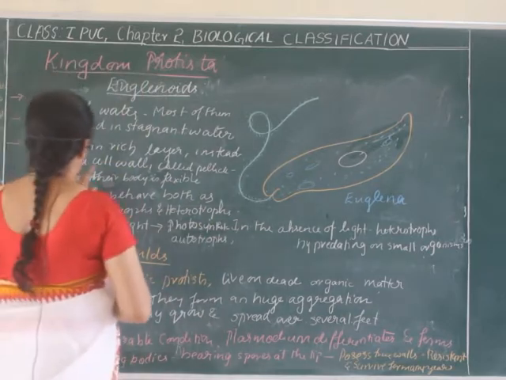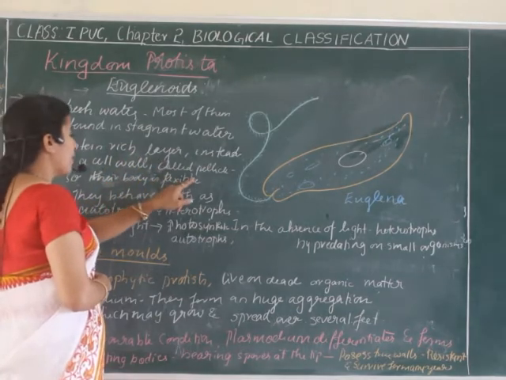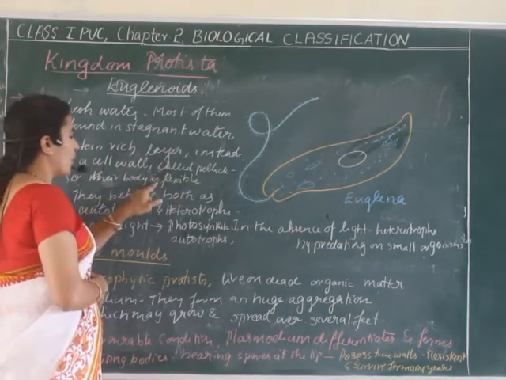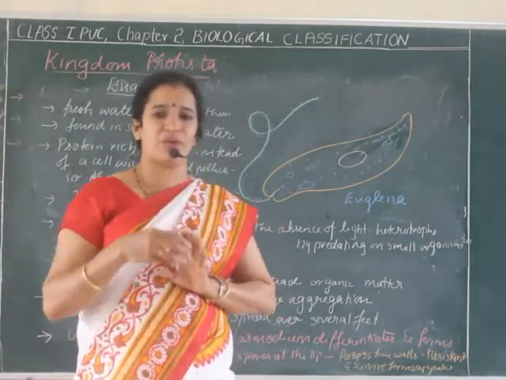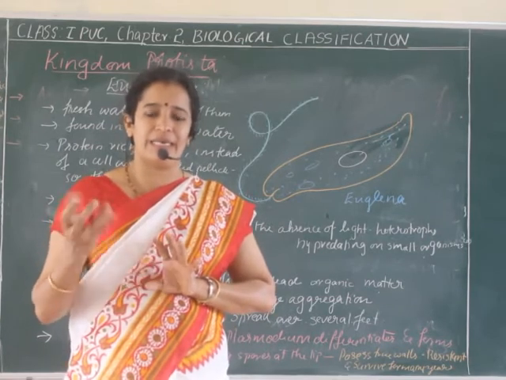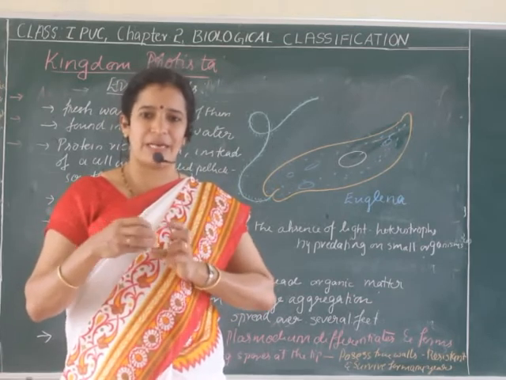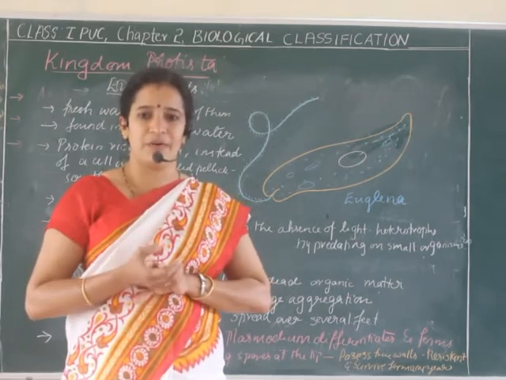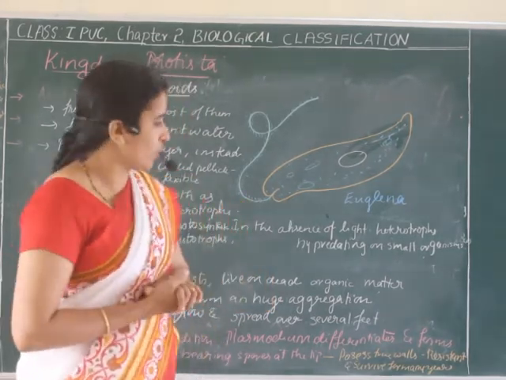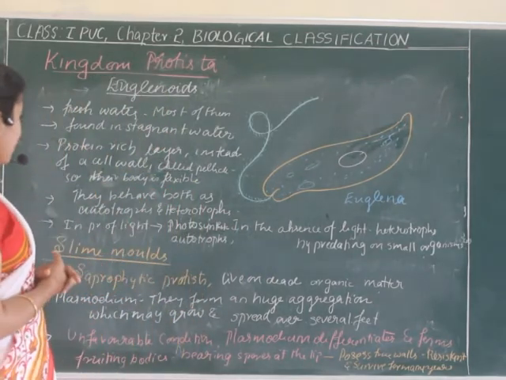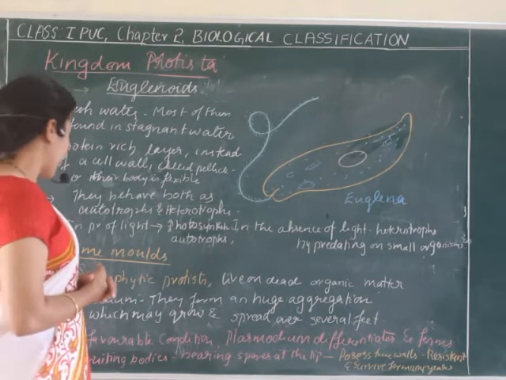The protein-rich layer called the pellicle makes the body flexible. If you look at the nature of protein, for example, in the lab we used to take egg albumin as a protein sample. Egg albumin is very flexible, not stiff, because it's completely protein. So protein always gives flexibility. Here in euglena also, the covering is flexible due to the protein-rich layer called the pellicle.